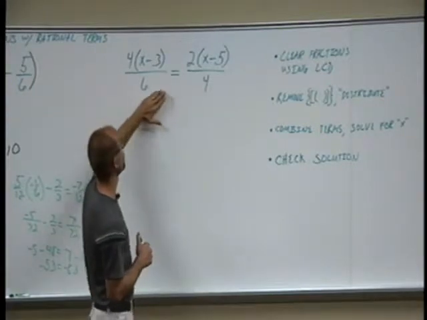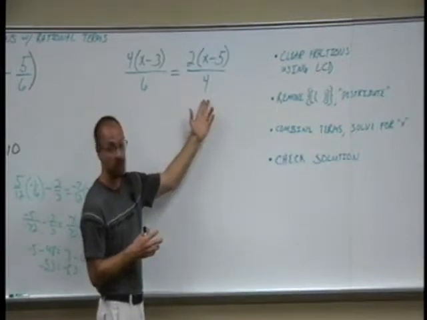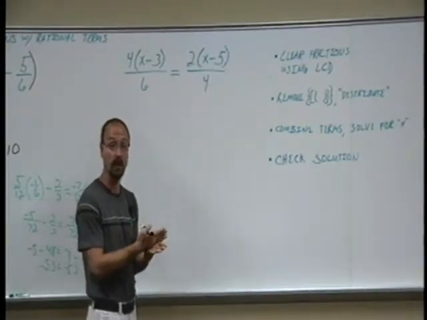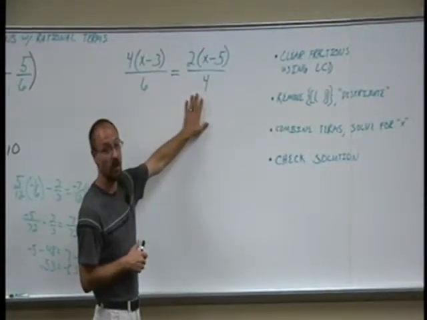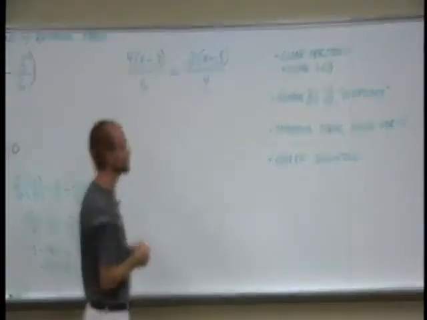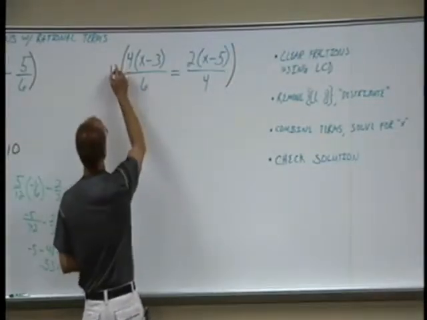And I look at this in 6 and 4, well, the LCD, because this has the factors of 2 and 3, and this has 2 and 2, so I need the factors 2 twice and 3 once, and 2 times 2 times 3 is 12. So my LCD here is 12. Just by coincidence, it's the same as the last one. So I'm going to multiply all the terms by 12.